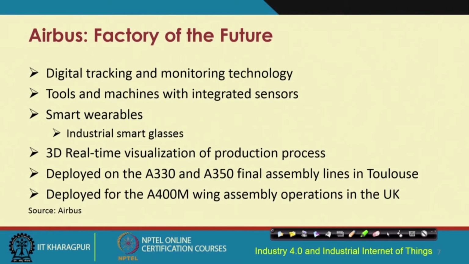So, 3D real time visualization of the production process is possible, and all of these different sensors are deployed on the A330 and A350 models and their assembly lines, which are there in the Toulouse manufacturing plant in France. And they have also deployed this factory of the future for the A400M model and their assembly operations in the UK.